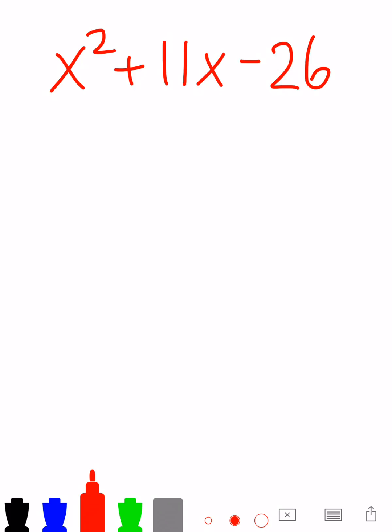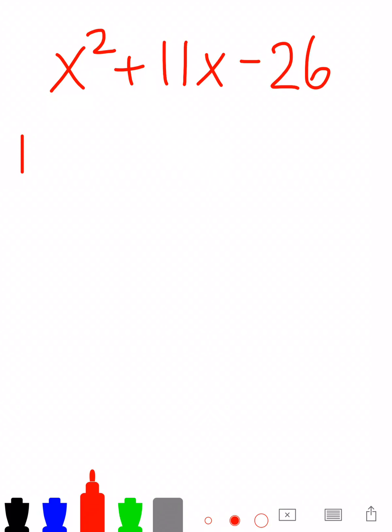Now let's say we're given one where you have a plus and a minus sign, meaning x squared plus 11x minus 26. In this case, you are going to need the multiplying integers rules. I'm going to jot that down here. Make sure you write it down.